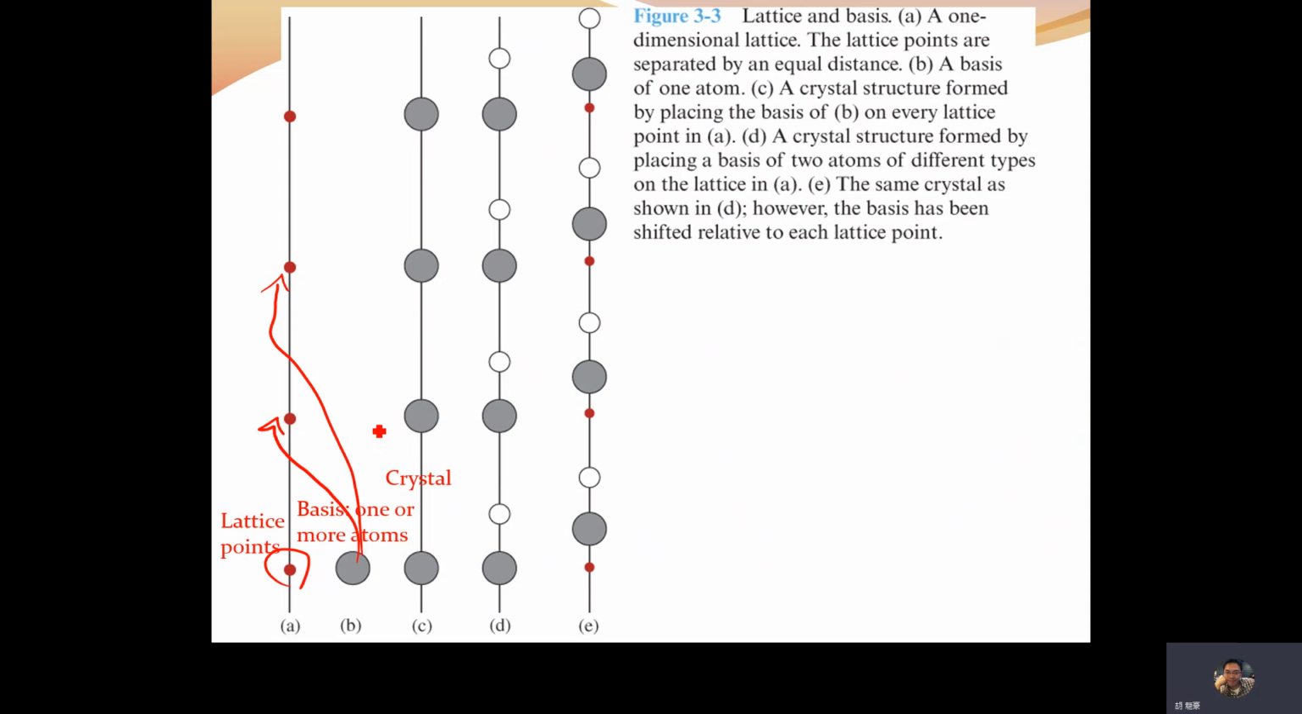Also, we can replace one atom with two or more atoms, and this basis can shift to a different lattice point.